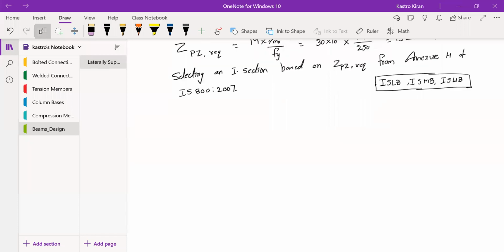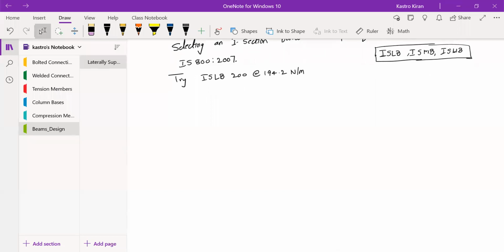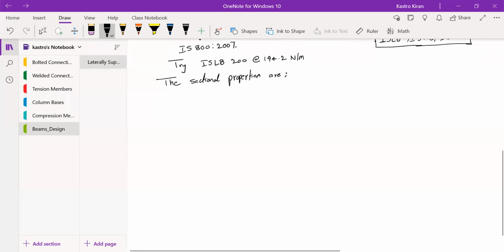So by using IS 800 2007 annexure H, I am selecting ISLB 200 at the rate of 194.2 Newton per meter. So try ISLB 200 at the rate of 194.2 Newton per meter. Okay, so this is the section which we have selected. And let's write the sectional properties of this section.